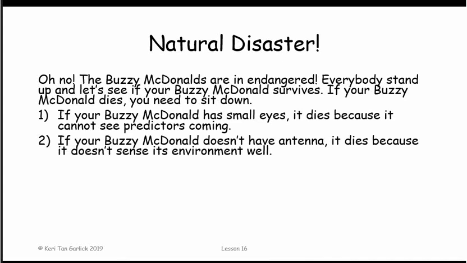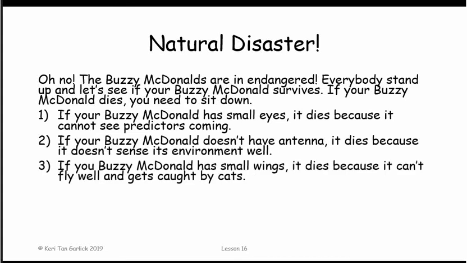Congratulations, a little bit surprised. You're like, yes, big eyes, antenna, we're good. All right, next thing. If your Buzzy McDonald has small wings, it dies because it can't fly well and it gets caught by cats. So you have big wings, cats. Oh! Oh, my sister's dead.